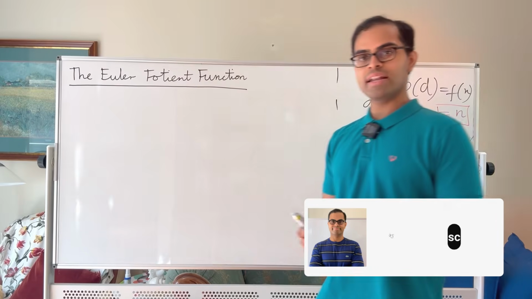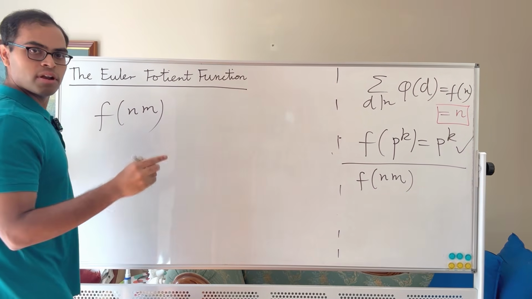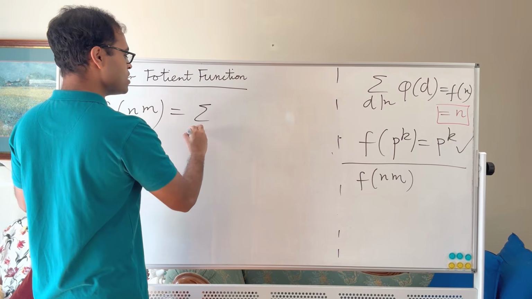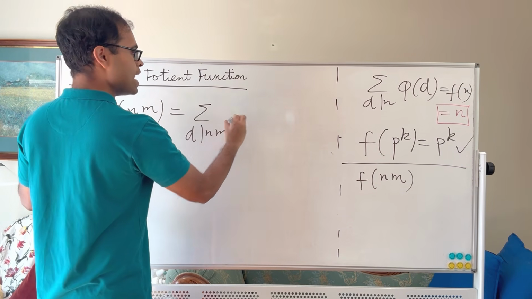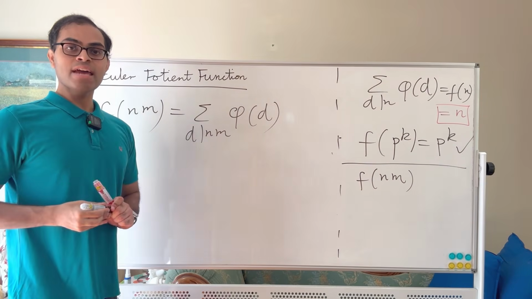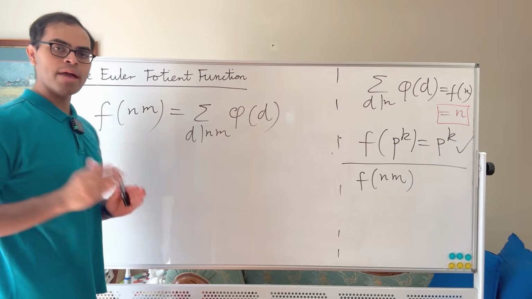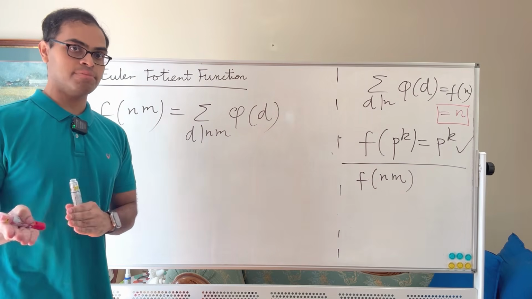So let's calculate f of n times m. By definition of f, it's the sum over d dividing nm of phi of d. But here's the cool thing. If n and m are co-prime, that's what multiplicative means, right? We have to think about when n and m are co-prime, we want to show f of nm is f of n times f of m.